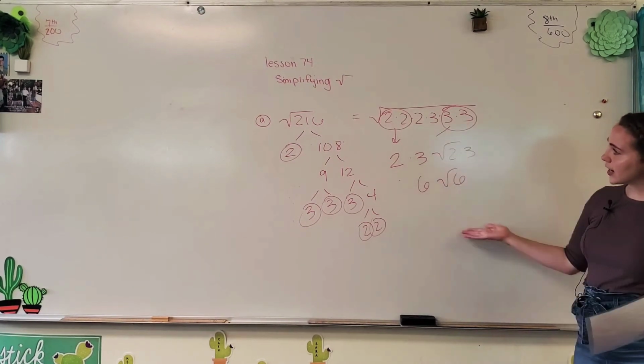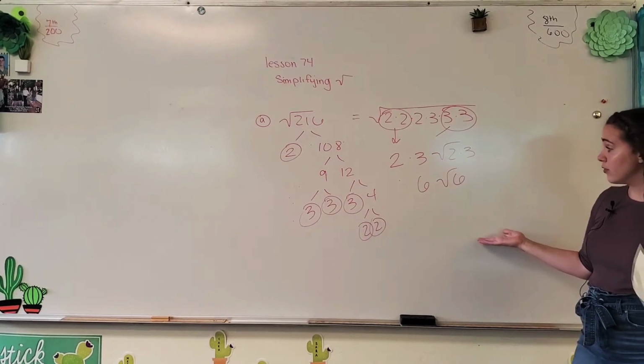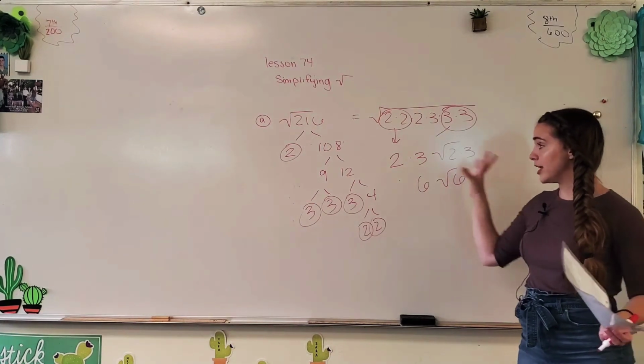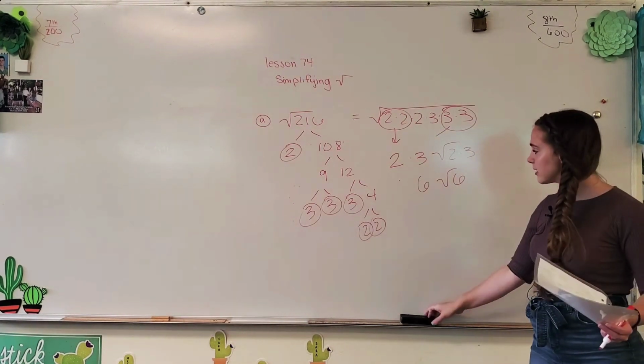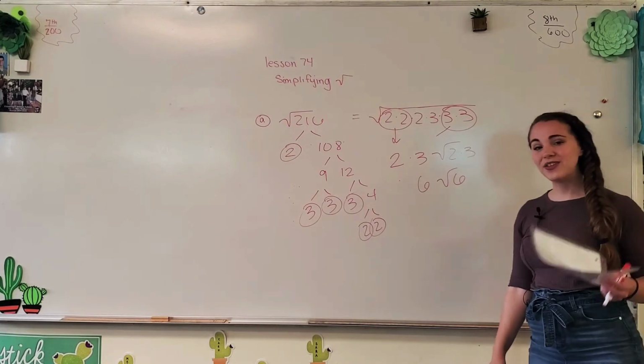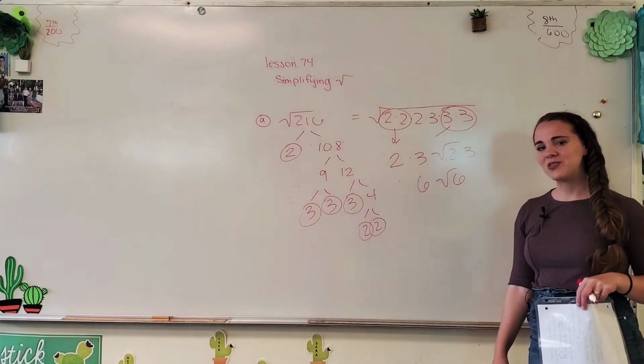So here's our first example of when we factor and we take out the pairs and we're left with 6 times the square root of 6. I don't even have to wait for you to write that down because you can just pause the video if you need to.